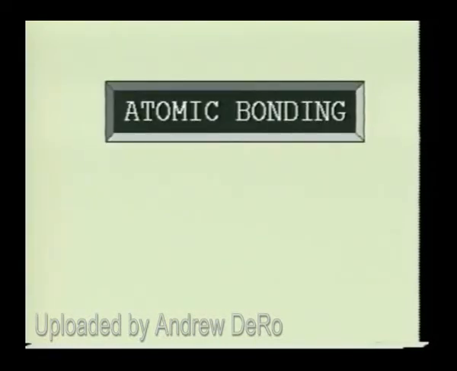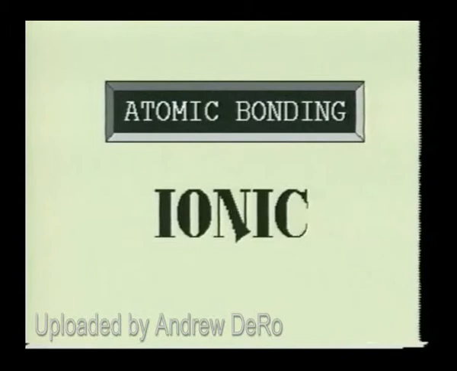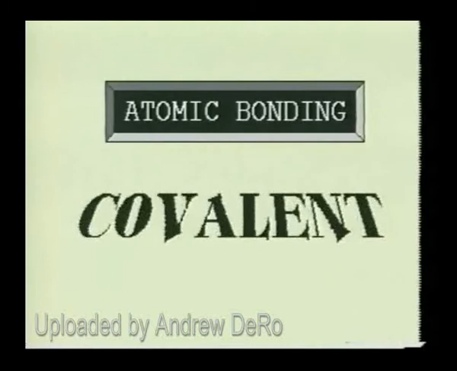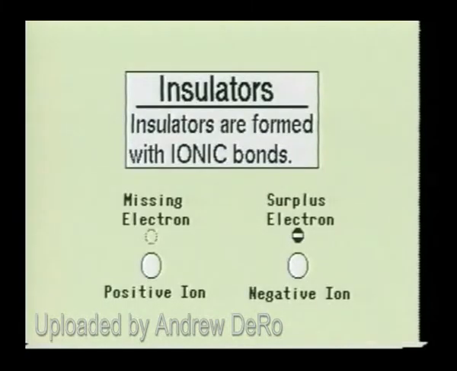The atoms contained in any solid material are held together by a force referred to as a bond. There are three kinds of atomic bonds. These are ionic, metallic, and covalent. Insulators are formed with ionic bonds. Insulators will contain both positive ions and negative ions, which create a strong electrostatic force of attraction between the atoms. It is this electrostatic force which bonds or holds the material together. The term ionic bond is used because the atoms are ionized.